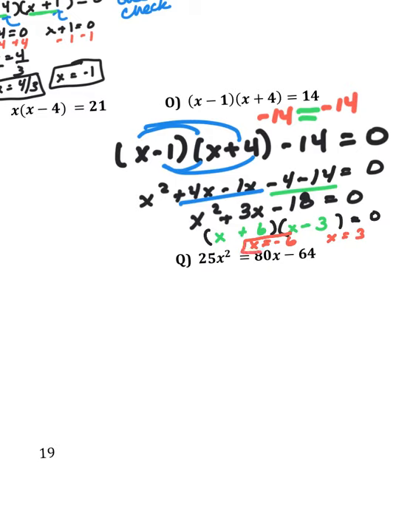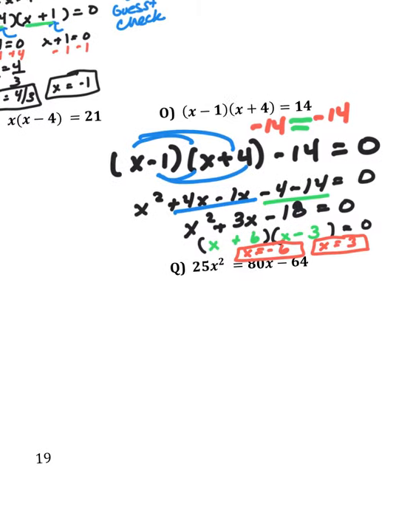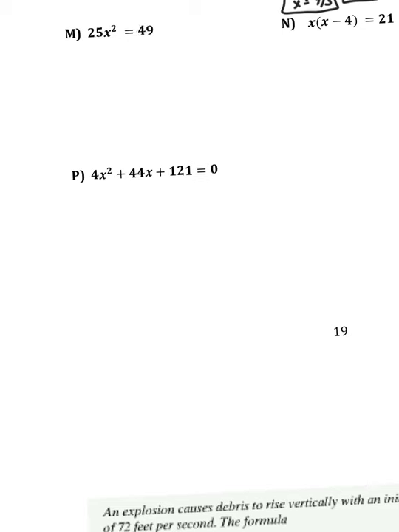Okay, so they always look a little more challenging than they actually are. Let's do one more on this page. Problem P and Q are similar, okay? The only thing about Q is that it's not set equal to 0, so you would start that problem by getting the whole thing equal to 0. Let's look at P that's already set up this way.